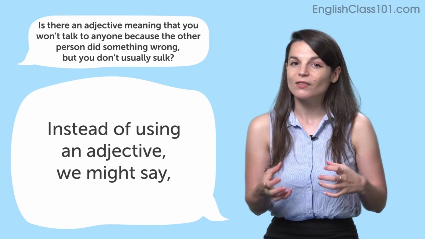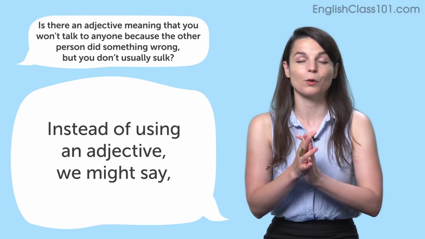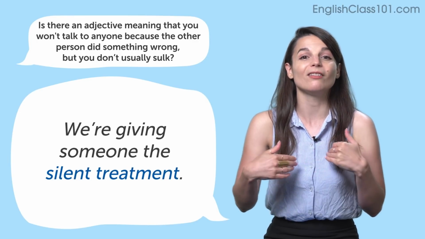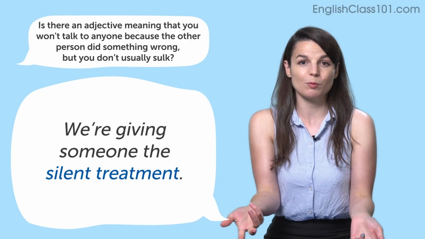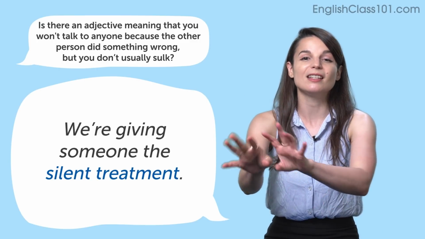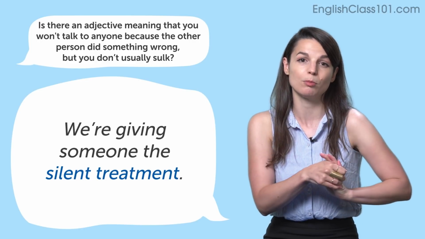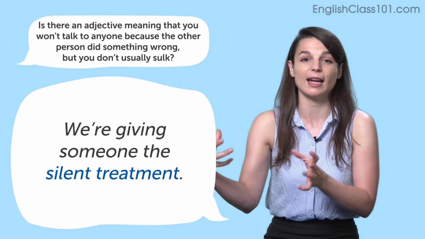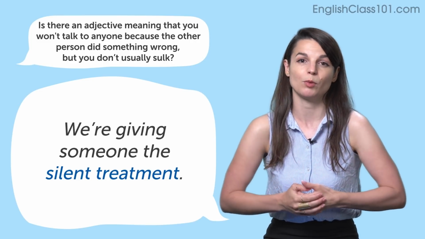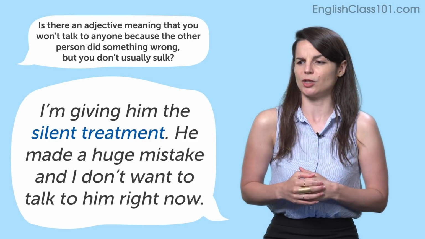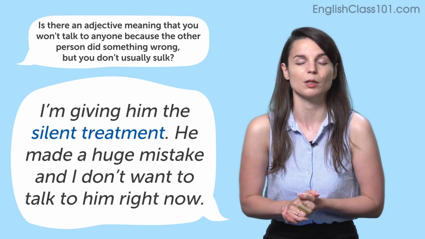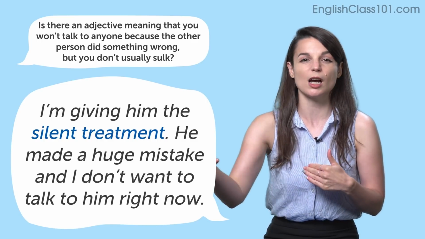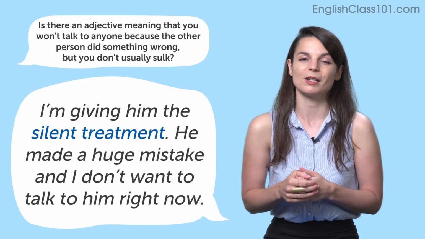What we might say instead of using a specific adjective in this case, if you are actively not talking to someone because you're upset with that person, we might instead say we're giving someone the silent treatment, which means you are not talking to someone because they did something wrong or because there's some kind of problem. So we often say that that's a kind of punishment, like not talking to someone is a kind of punishment. So we might use that kind of expression in this case, like, oh, I'm giving him the silent treatment. He made a huge mistake and I don't want to talk to him right now. So we could use something like that to express that kind of feeling. You feel upset, you don't want to talk to someone, you are giving them the silent treatment. I hope that this helps you.